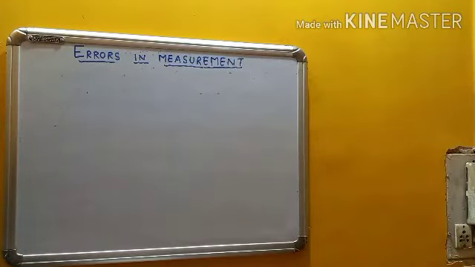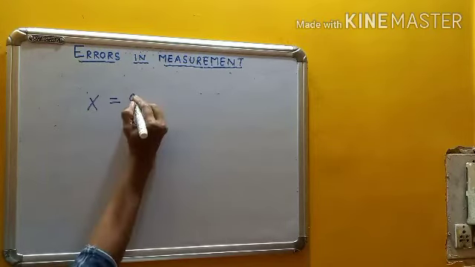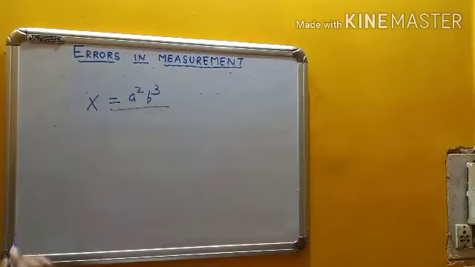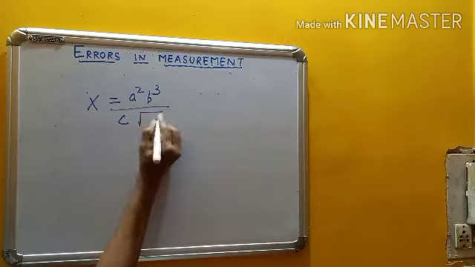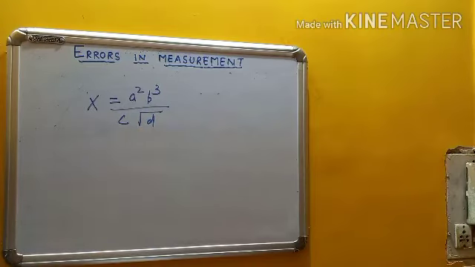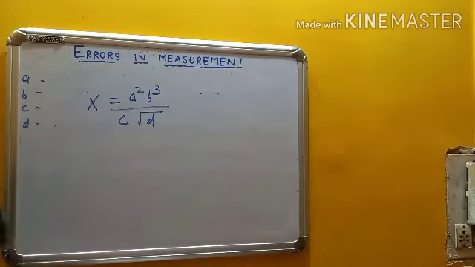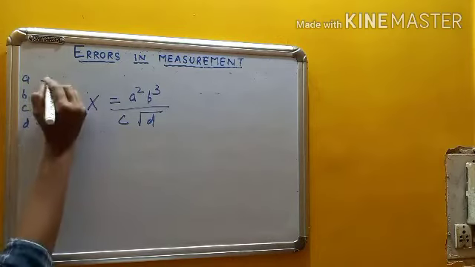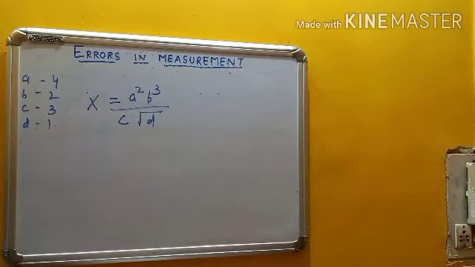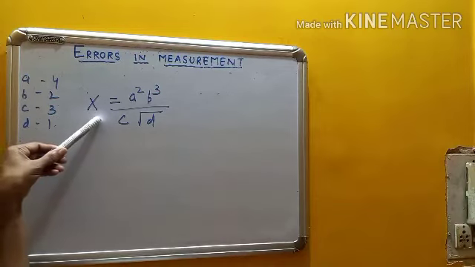Now one more question we have to do. The next question is, one physical quantity is given: X is equal to a square b cube divided by c into root d. And what is given? The percentage errors in the measurement of A, B, C, D are given. How much is given? 4, 2, 3, 1. 4%, 2%, 3%, 1%. You have to calculate the percentage error in x.